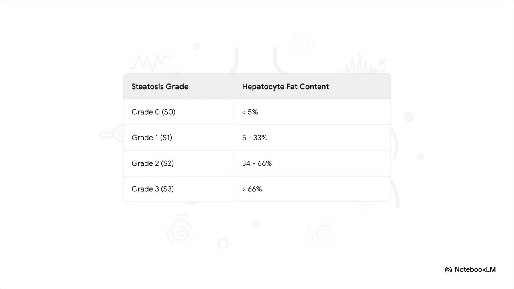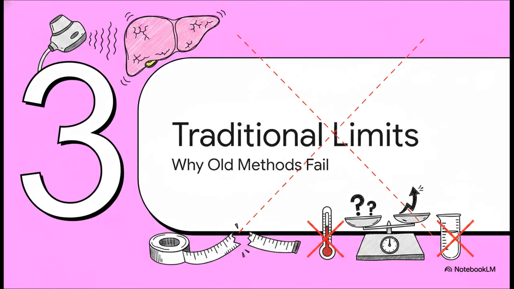For us as physicians, our clinical utility completely hinges on being able to accurately place a patient into one of these specific buckets. Why? Because the medical intervention for an S1 patient is vastly different from an S3 patient. Section 3, the limitations of traditional assessment. Basically, why the old methods are failing us.